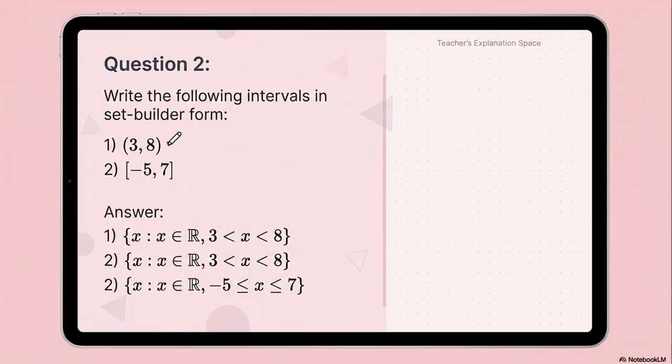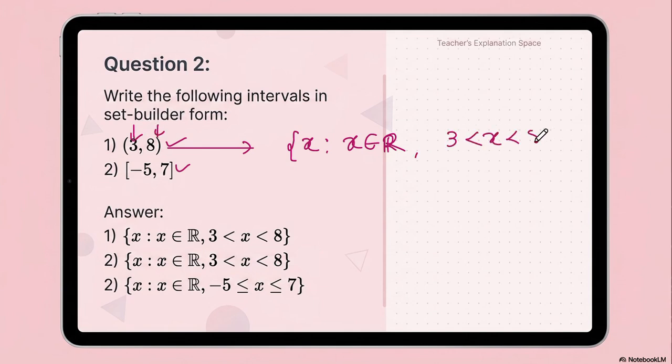Now intervals are given. Two intervals are given. We have to convert those two intervals into set builder form. So look at the first one. First is the open interval 3, 8. So if you want to write it in the set builder form, we'll write X such that X belongs to real number. Okay. For real numbers only we can write the interval. So remember X belongs to R, we have to write, and then both sides open interval is there. So we'll write 3 less than X less than 8.